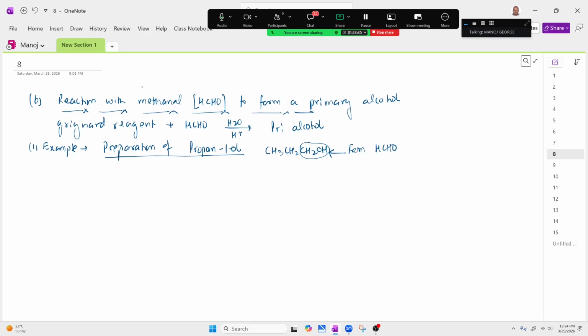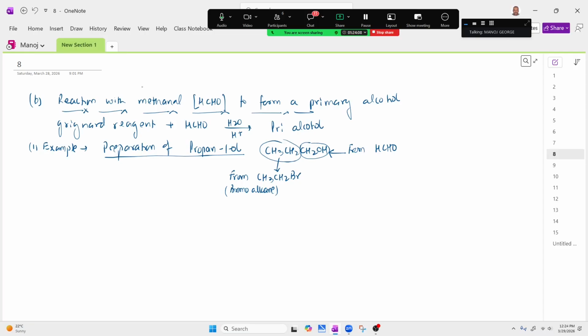And what could be the Grignard reagent I need? What could be the bromoalkane I need? So the bromoalkane that I need will be CH3CH2Br. First of all, guys, give me yes or no if you understand what bromoalkane I need. So I need the bromoalkane, I need magnesium to form the Grignard reagent. And once I have that, I will then react it with my methanal.